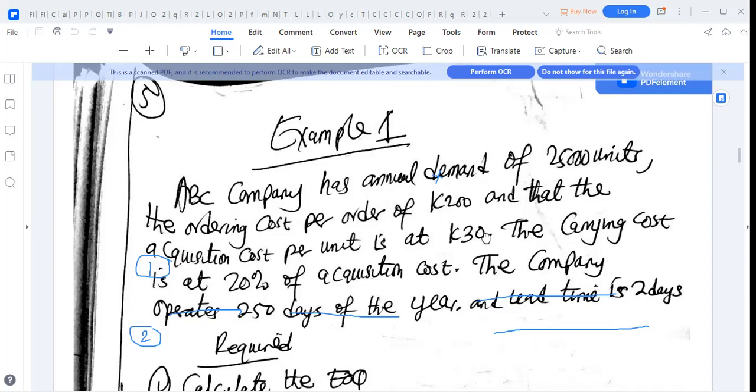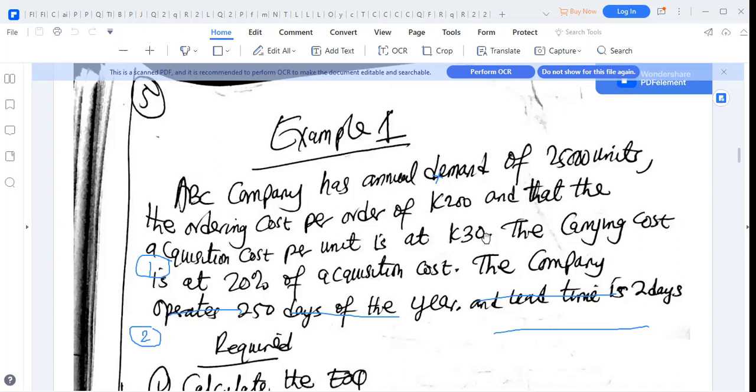So we can know that here we are looking at model 1. I'll show you the distinctions between model 1, model 2, and model 3. Model 2 has to do with production. But here the production is mute, meaning that the company is just busy buying from the suppliers.